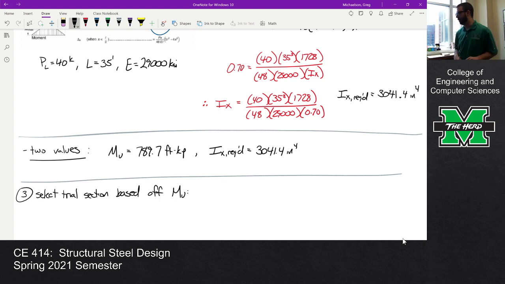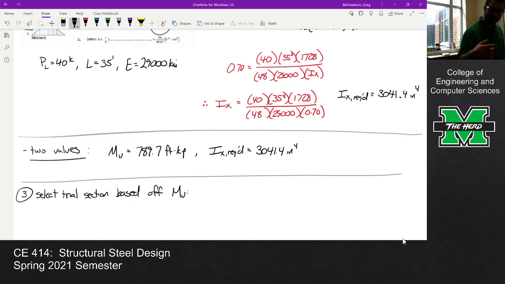Based off MU, okay? And so what that means is this. We're going to open up our manual, table 3.2, and remember, this is a continuously braced beam. So for a continuously braced beam, the capacity is phi MP. So we're going to go off our phi MP column.